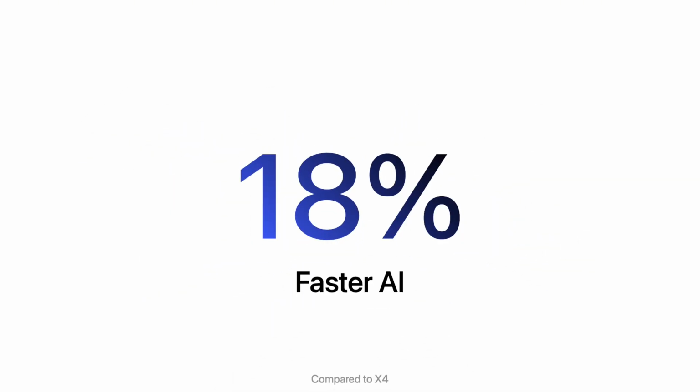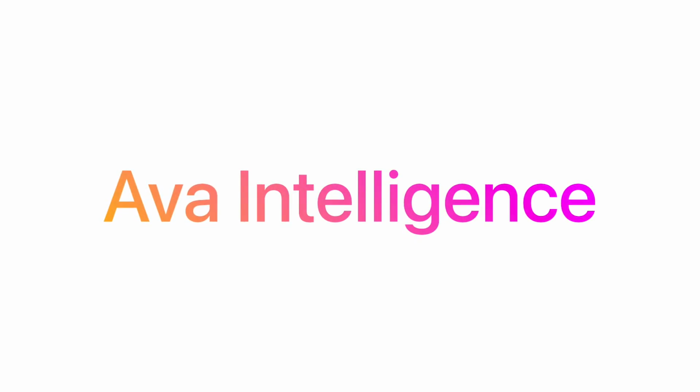And an all-new 18-core NPU delivers 18% faster AI performance than the previous generation X4 chip, which makes OrangeBook Air fully compatible with all of the features of AVA intelligence.